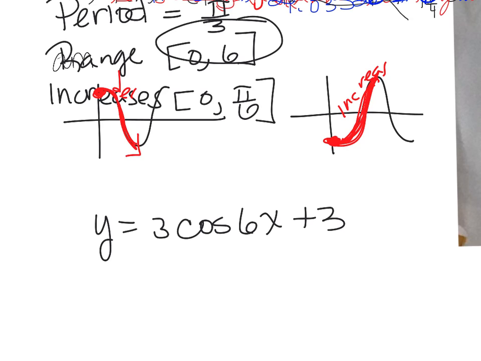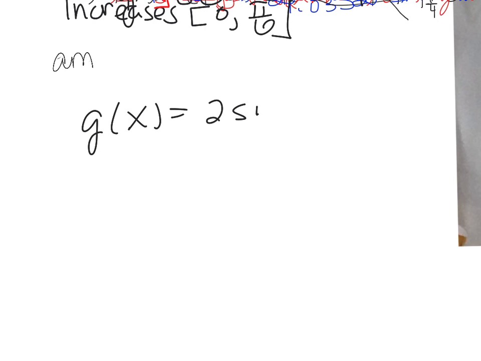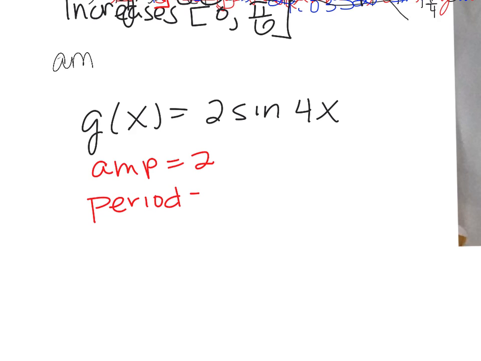Now, I know I forgot to do 3D, so I have to go back and do 3D for you guys. So let me just move everything up. 3D was determining the amplitude, the period, and range for g of x. So this was g of x equals 2 sine 4x. So the amplitude is equal to 2. The period is 2 pi over b, which is 2 pi over 4, which is pi over 2.